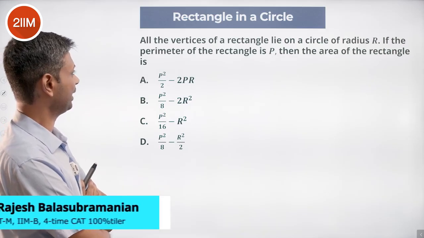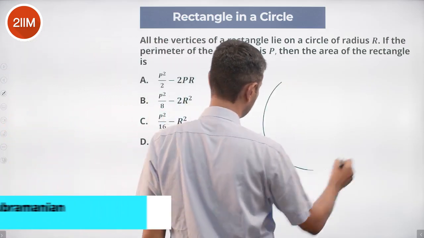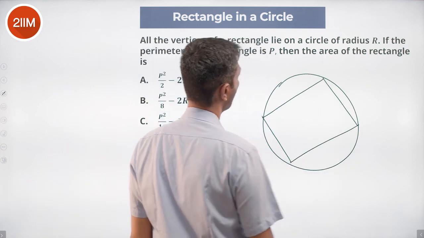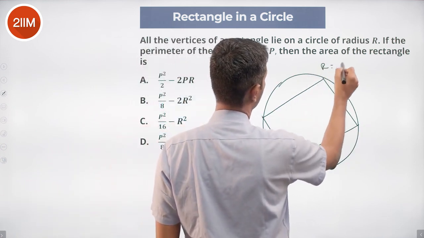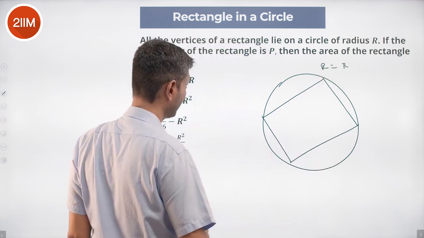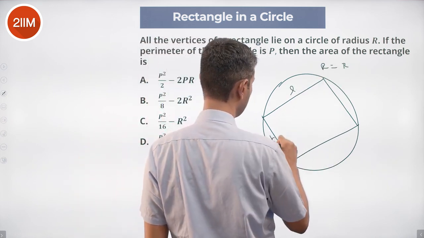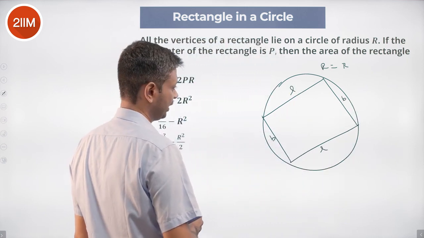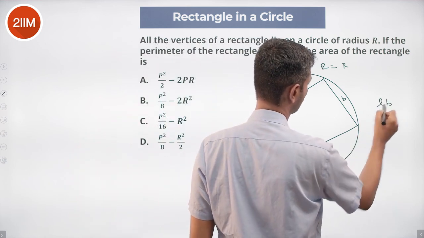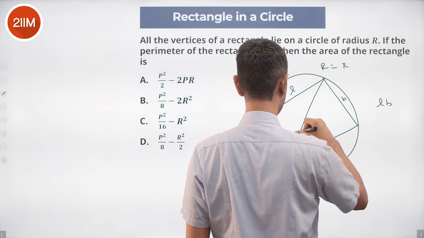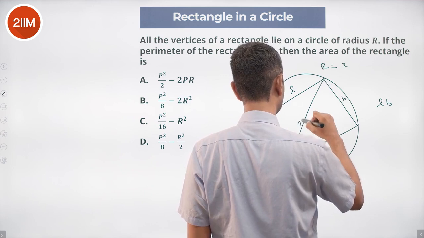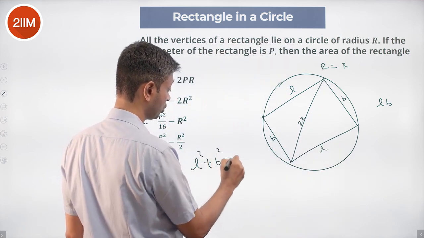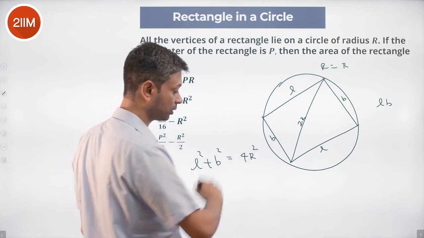All the vertices of a rectangle lie on a circle of radius r. Nice. Radius r. If the perimeter of the rectangle is P, with sides L and B, then the area of the rectangle is, we need to find LB. We know this is a right angle triangle, so L square plus B square, this is 2R. So L square plus B square equals 4R square.